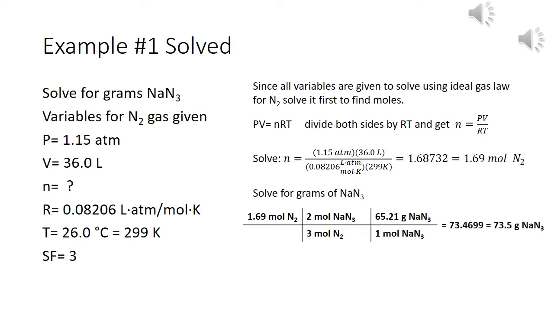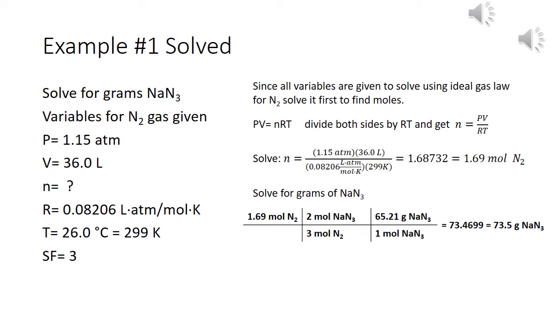We've had a lot of practice using this, so we're probably pretty used to it by now. Plugging in our numbers, we get n equals 1.15 atmospheres times our volume, 36 liters, over R, and our temperature of 299 Kelvin. We can then solve it and get our answer. So our answer from our calculator is about 1.68732, and it continues from there. Looking at our significant figures, we only want 3, so we look at the 1.68. The 8 would round to 9 since it's followed by a 7. So we have 1.69 moles of nitrogen, N2.